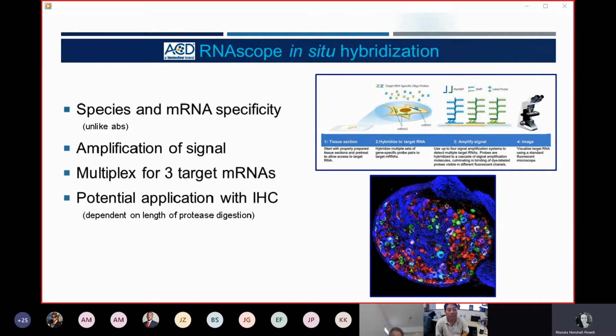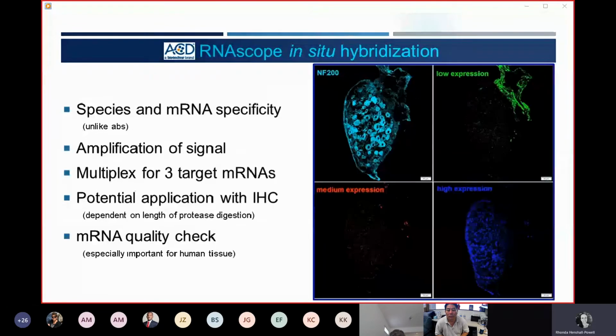So on the right here, we have a 4-channel colored image. There is RNA labeled in green, red, and white. And then we have blue staining, which is our Neurofilament 200 IHC.